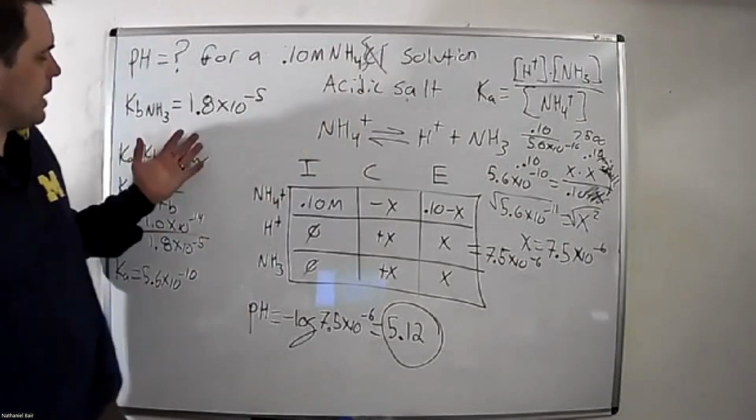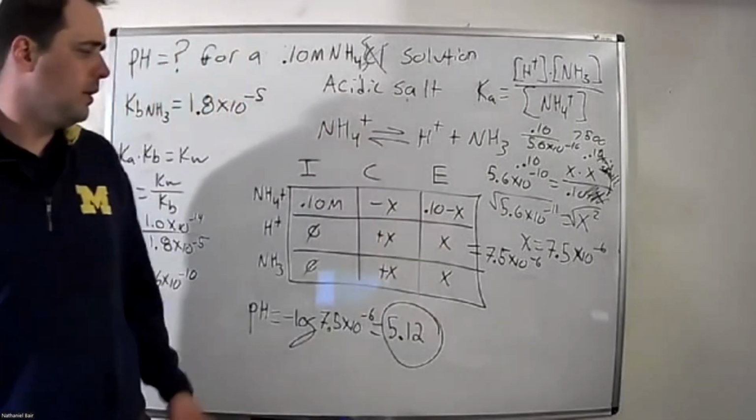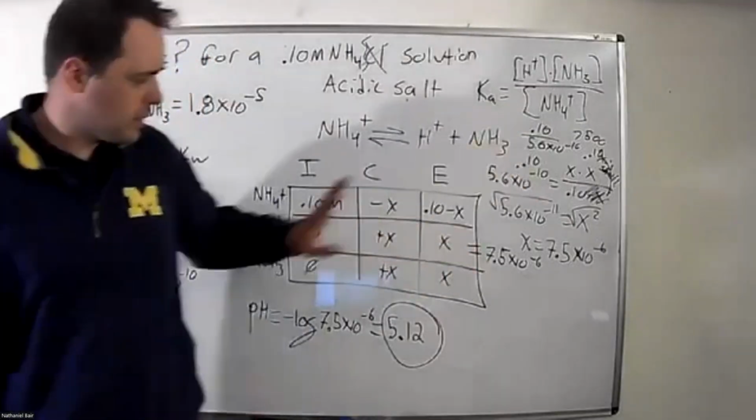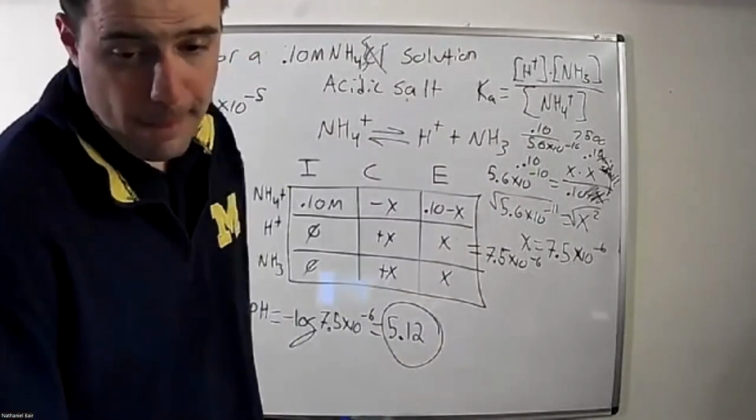We had the Kb of its conjugate. We had to get its Ka. And then it's off to the races: mass action expression, ICE table, plug and chug. Let's try another one.